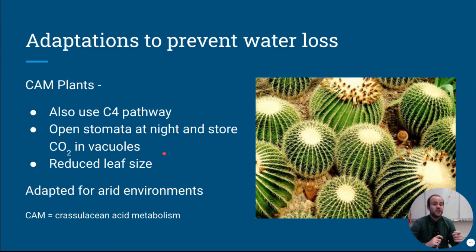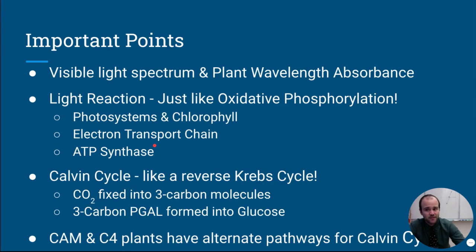CAM plants, which are in super arid environments, really dry and hot, are going to use that C4 pathway to prevent excessive photorespiration. And then they also are only going to open their stomata at night. So they're going to store that CO2 in vacuoles, move it into the C4 pathway, and then enter the Calvin cycle. So CAM plants and C4 plants are definitely the alternates to that regular C3 photosynthesis pathway.